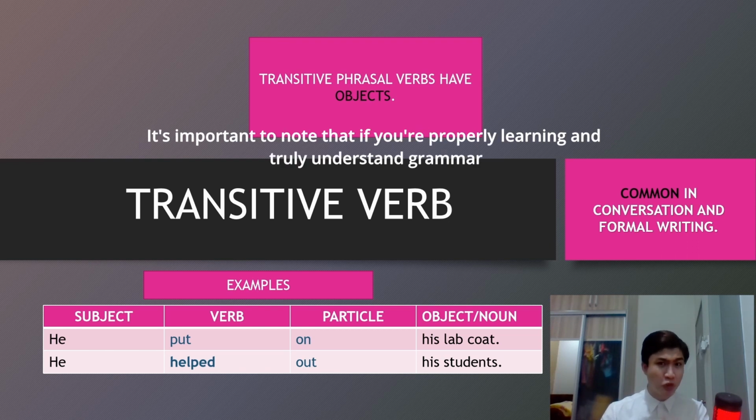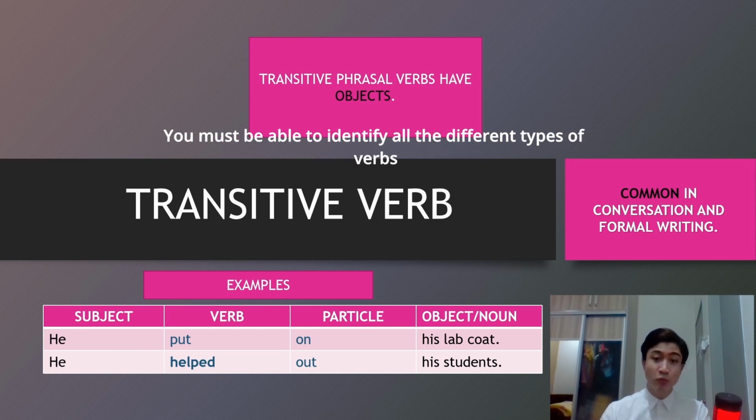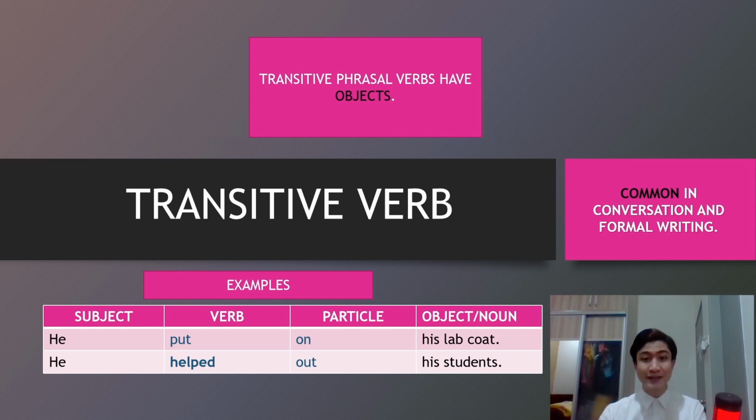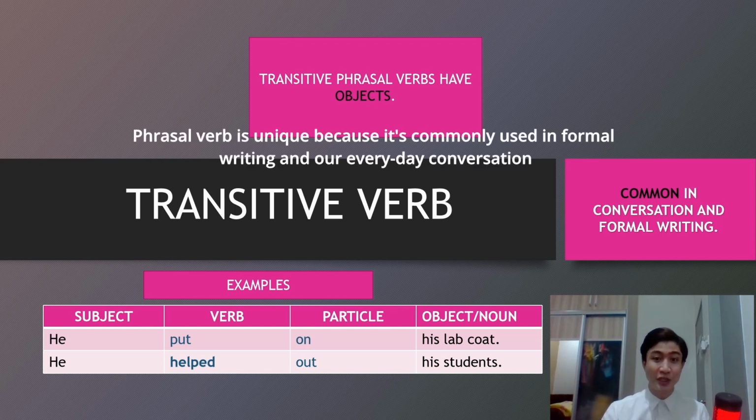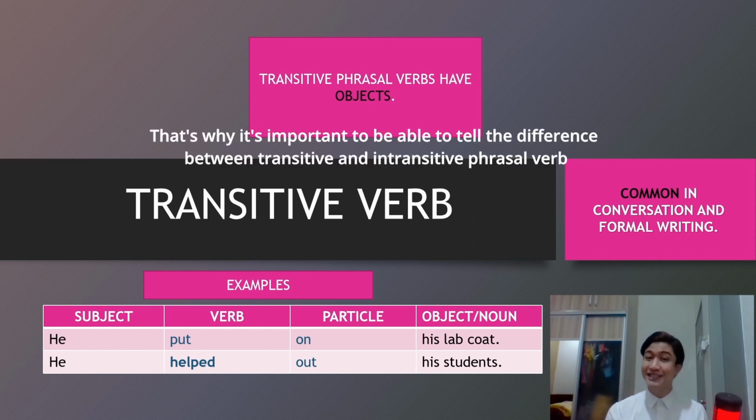It's important to note that if you are properly learning grammar and truly understand grammar, you must be able to identify all the different types of verbs. Phrasal verbs are unique because they are commonly used in formal writing and also in everyday conversation. That's why it's important to tell the difference between transitive and intransitive phrasal verbs.